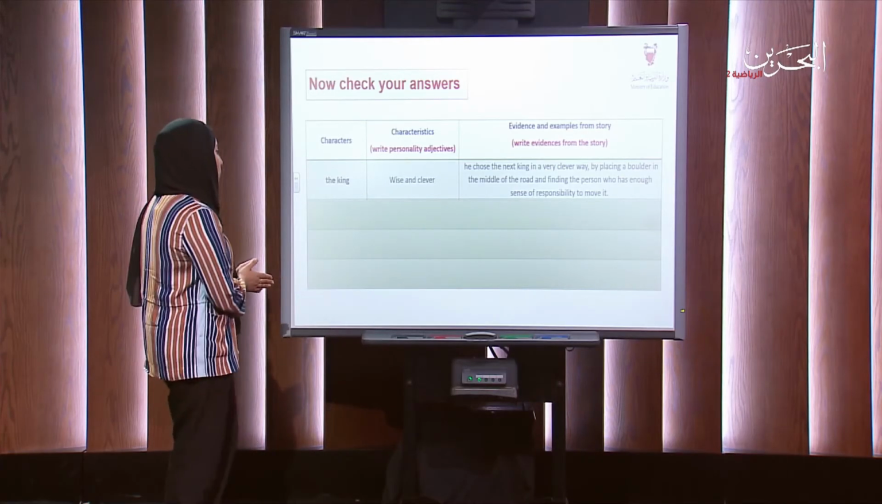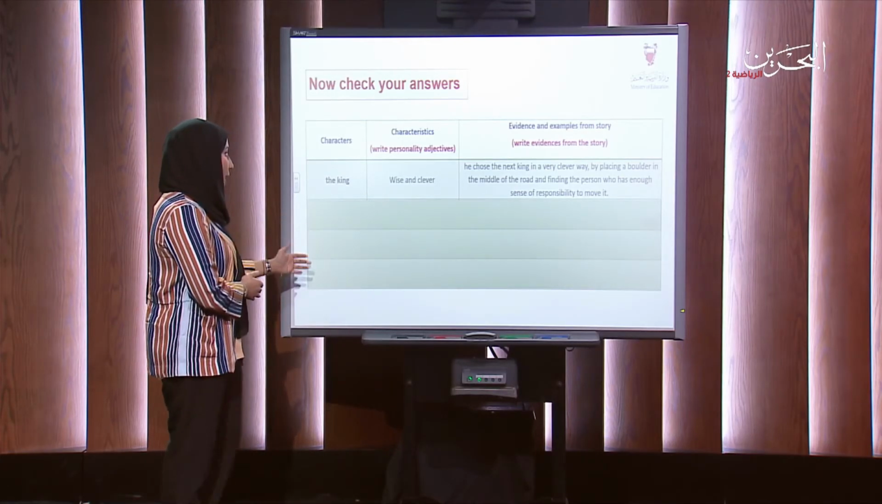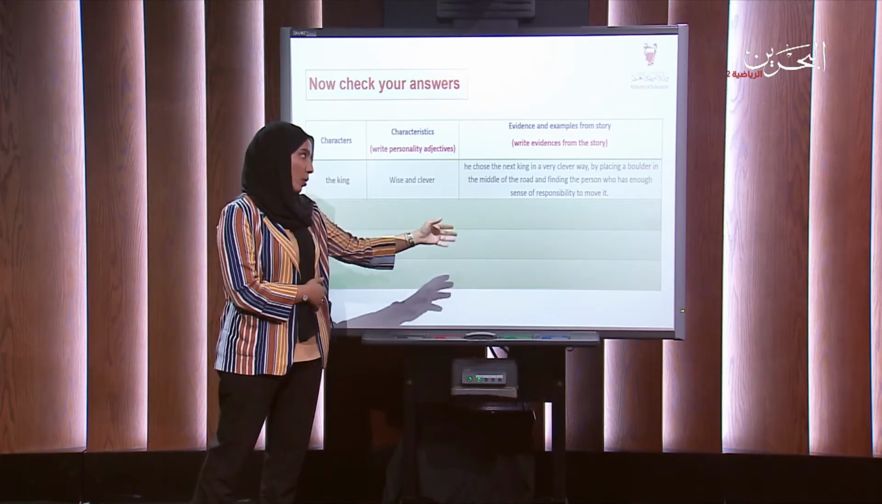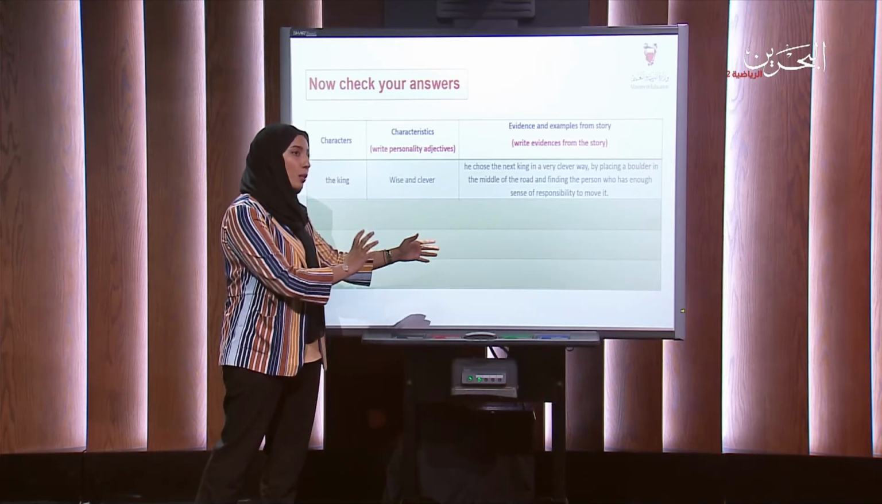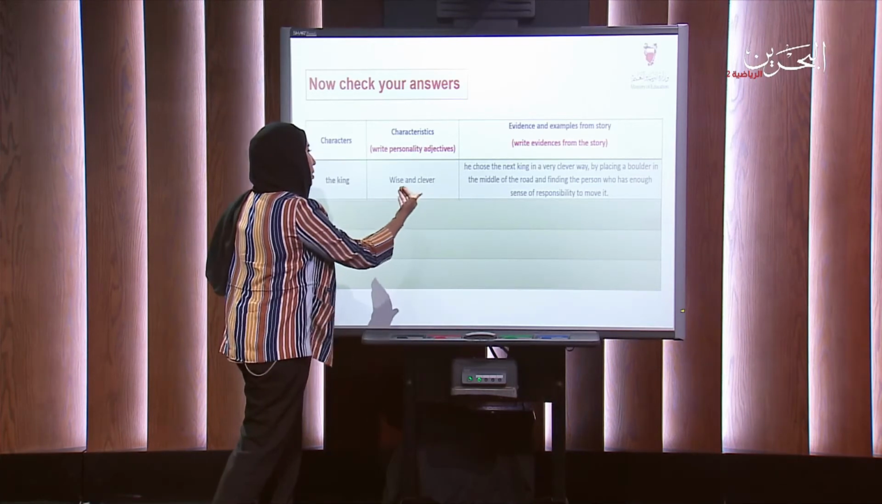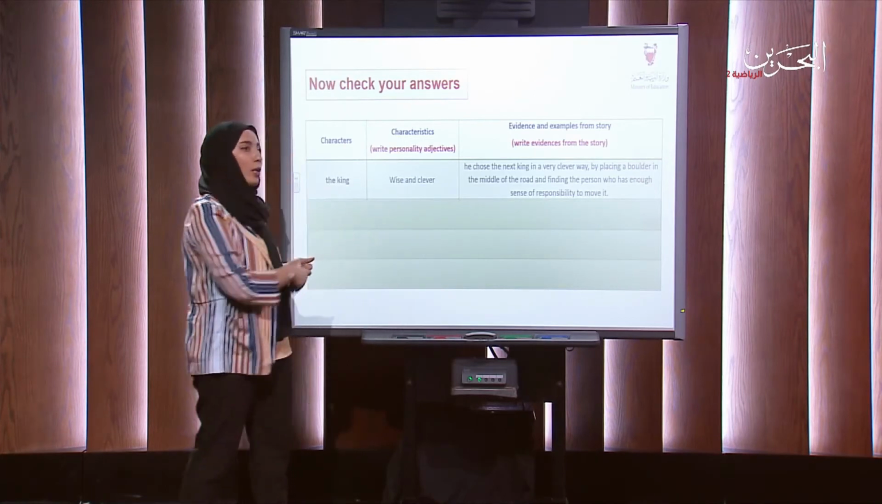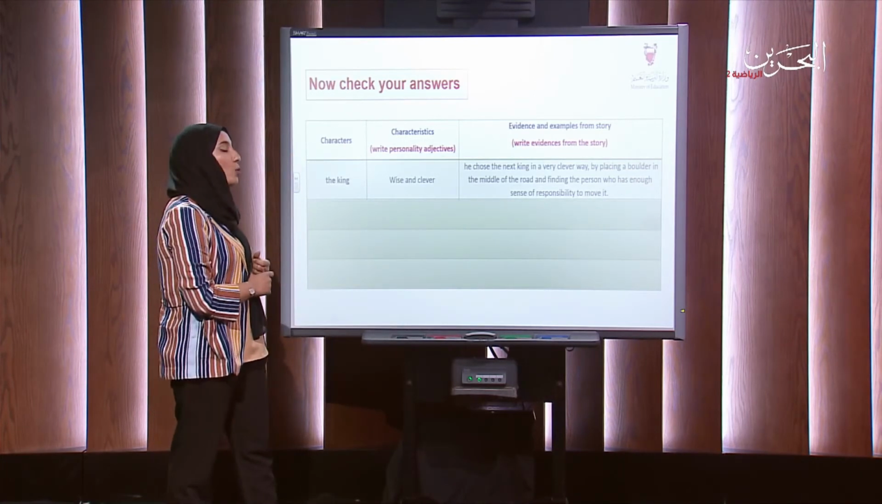Similarly, I want you to write the other three characters and their characteristics with evidence. If you remember the evidence, or at least just write what you remember that could be written as proof of what you read. I'll give you 2 minutes to do that.